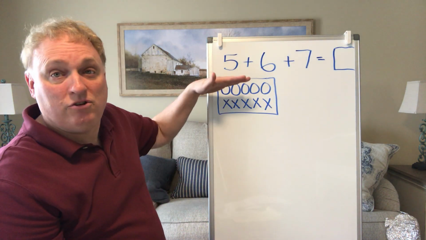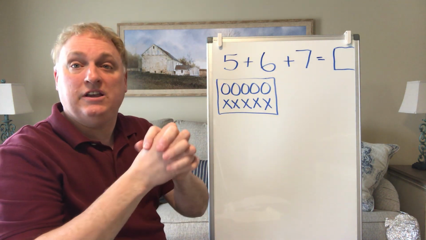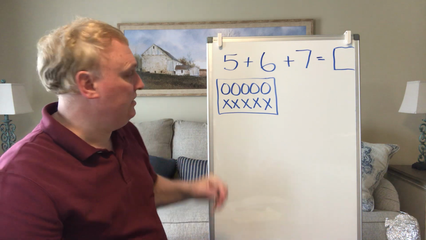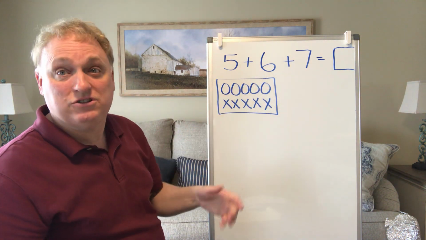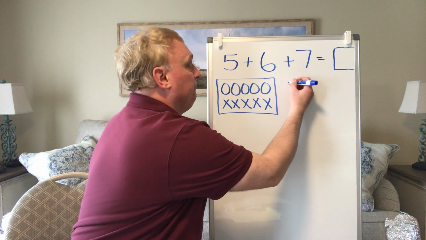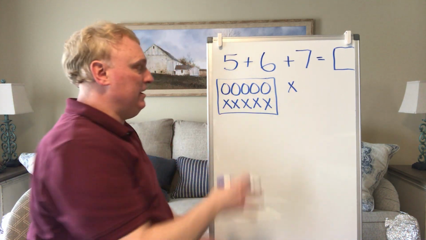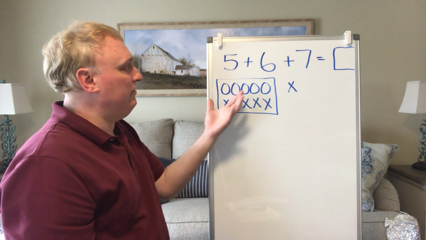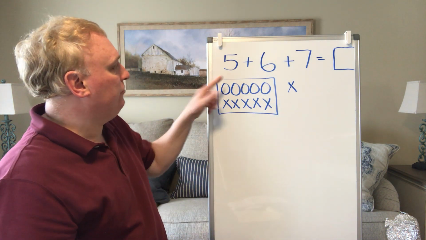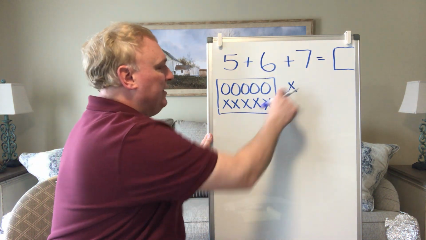A 10 frame is another thing that we call a group of 10. So I have 5 circles and 5 X's, but I'm supposed to have 6 X's, so I have to add 1 more. And it can't go in the 10 frame because there's already 10 objects in my 10 frame. So I have a group of 10 and 1 more. So there's my 5 circles, there's my 6 X's.